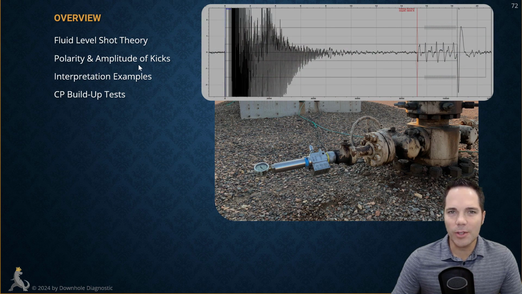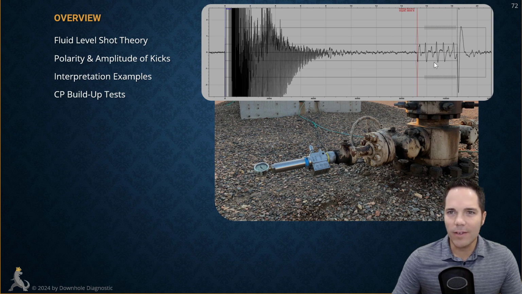So this is an acoustic trace. This is the recording that comes from a fluid level shot, and this is a recording from the microphone right here. Here is the shot. And you can see we have various different kicks down here. A down kick, up kick. We have a lot of up kicks right here for these perforations. And then here is the fluid level.